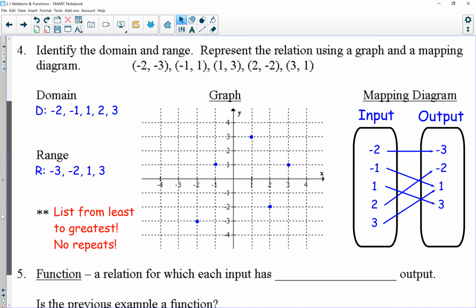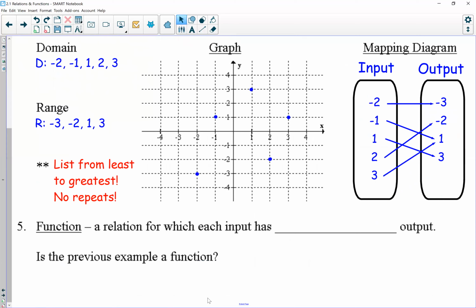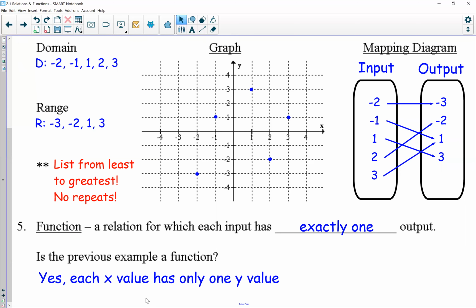Now, a relation could possibly be a function. A function is a specific relation where each input has exactly one output. So using that definition, is this last example a function? Does each input have only an arrow to one output? This one would be yes, this is a function because each x value has only one y value.